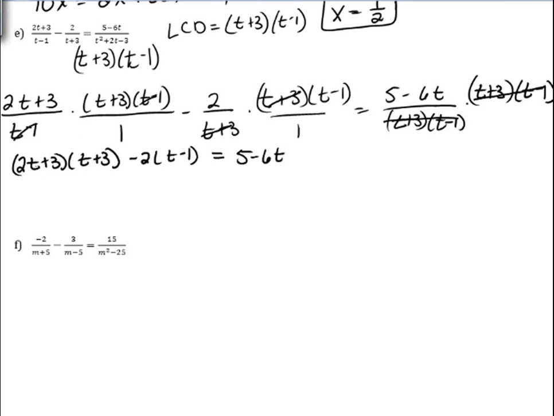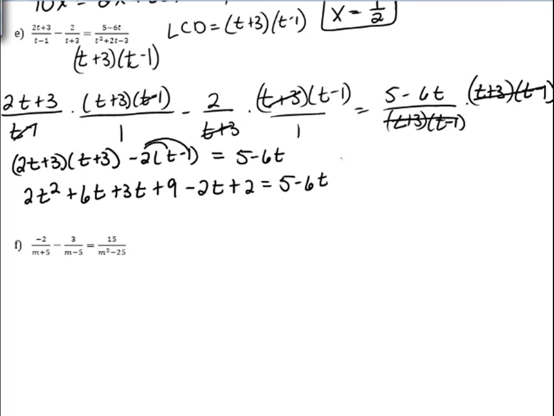We need to do FOIL here. 2t times t is 2t squared. 2t times 3 is 6t. 3 times t is 3t. And 3 times 3 is 9. Now we need to distribute our negative 2. That gives us negative 2t plus 2. And it equals 5 minus 6t.